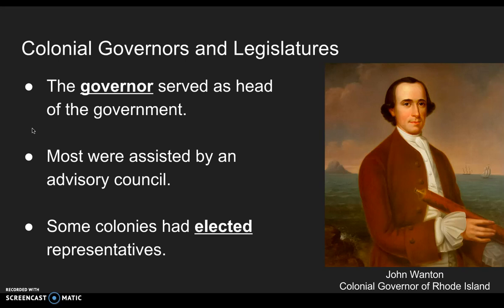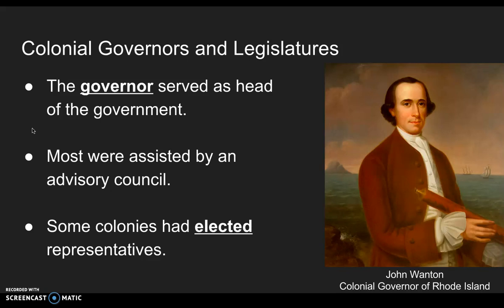Each colony was led by a governor who served as the head of the colony's government. Sometimes the governor was chosen by the king, sometimes he was picked by the people who owned the company that started the colony, and other times he was elected by the people of the colony. These governors were assisted by an advisory council.